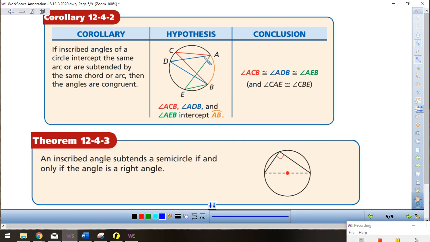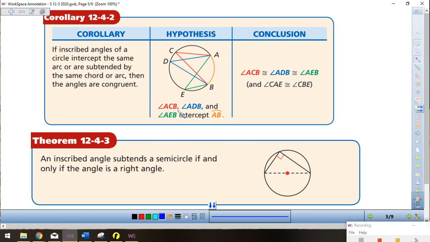So again, if they all end at the same arcs or at the same endpoints, then they're congruent. An easy way to do this is name the angles. If their first and last letters are the exact same, then they're congruent. Okay, so this is only for inscribed angles.